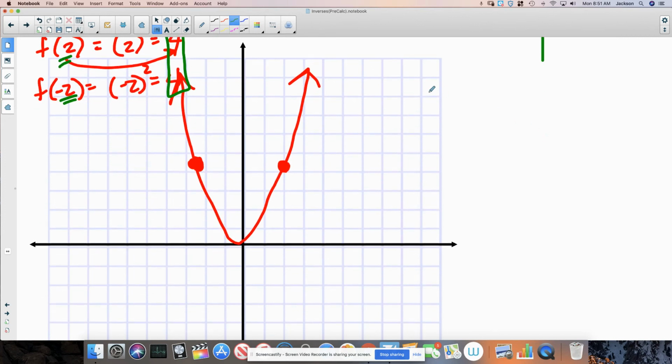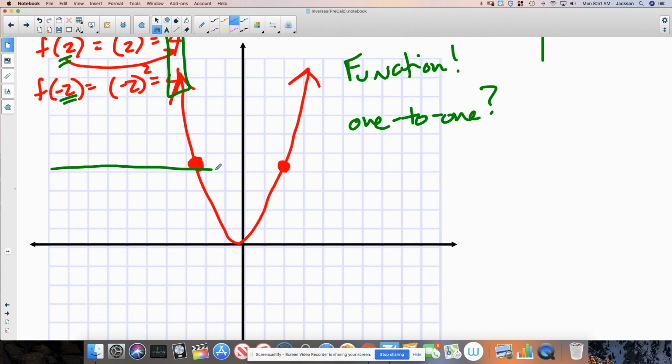Again, let's look at this parabola. This parabola passes the vertical line test, so this is a function. Function, yay. But is this function one-to-one? Does it pass the horizontal line test? The horizontal line test does the same thing as the vertical line test. We look to see if we're going to hit this graph twice.